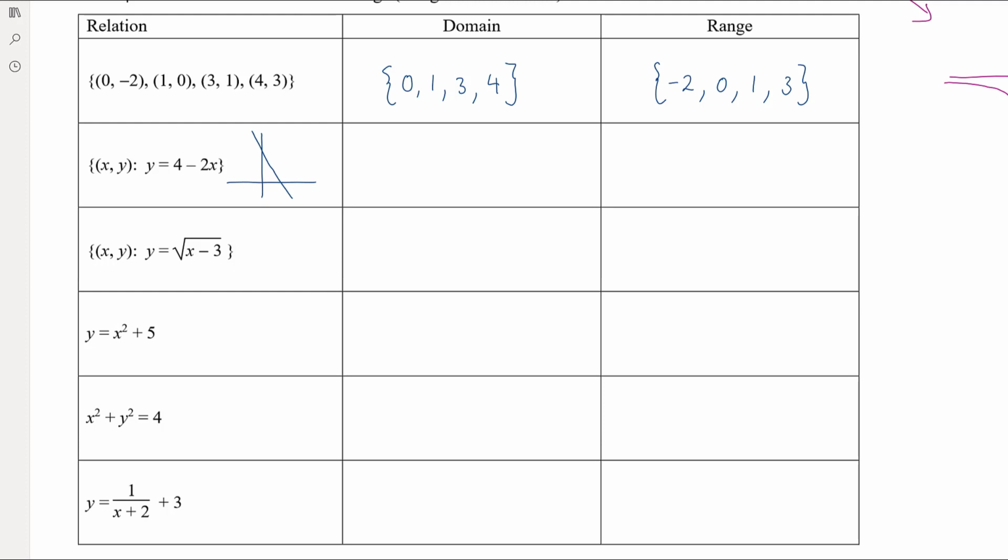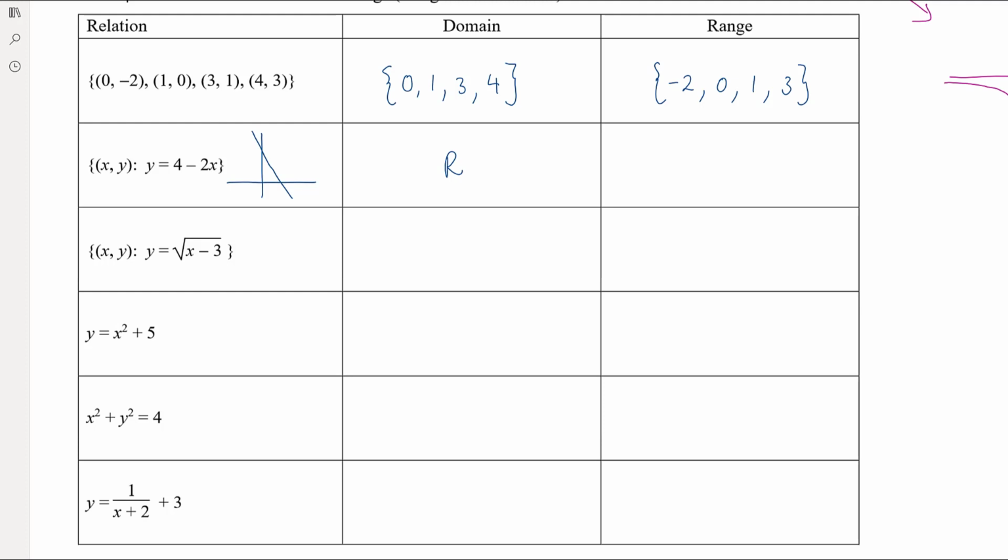Okay, so thinking about the x values for which that graph exists. So that line goes on and on and on forever. When x equals positive 10 billion, I could calculate the y value, and when x equals negative 10 billion, I could calculate the y value. And obviously I could go further than that. So in terms of x values, this graph exists for all x values. So the domain is R, okay?